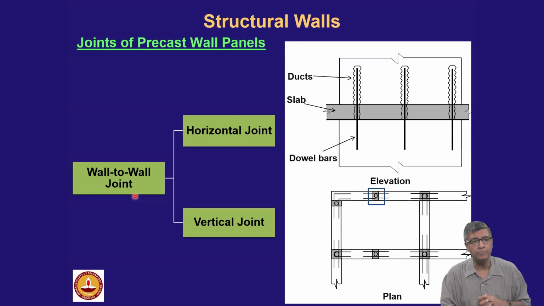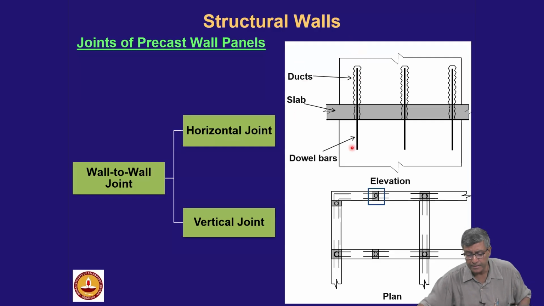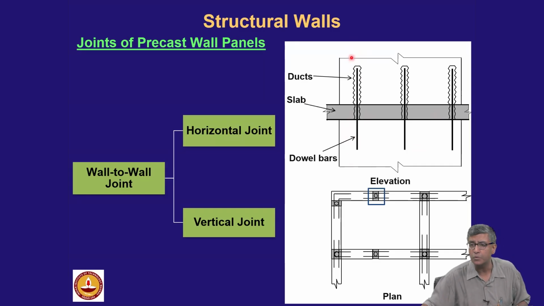Wall-to-wall members can have horizontal joints, where they are stacked up, and typically these joints in our country we go for emulative type, meaning there will be dowel bars sticking out, there will be a void in the top, and we have seen this in the Timage factory. And then once the top is lowered, you grout that space.